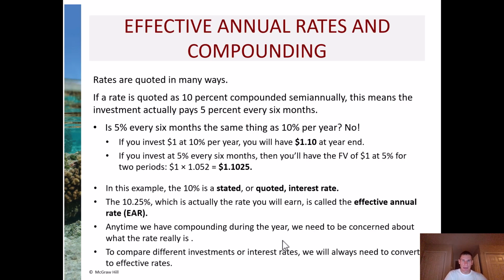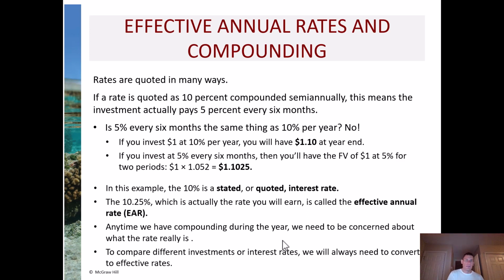All right, a little bit about rates. Rates are quoted in many ways. If a rate is quoted as 10% compounded semi-annually, this means the investment actually pays 5% every 6 months, which is what I was talking about earlier in the video. So the question is, is 5% every 6 months the same thing as 10% every year?